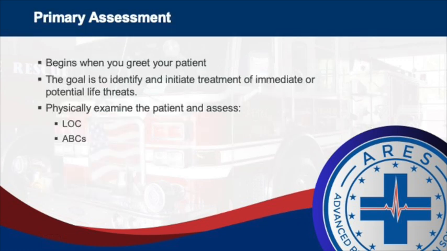Patient assessment starts the moment you meet your patient. From that very first interaction, you're gathering information. How they look, how they respond, and even their body position can give you clues. This is where the primary assessment begins. The goal of the primary assessment is simple. Find and begin treating any immediate life threats. You're focused on the big issues, the ones that need your attention right now to keep the patient alive. To do this, you'll physically examine the patient and assess their level of consciousness, or LOC, as well as their airway, breathing, and circulation, the ABCs.